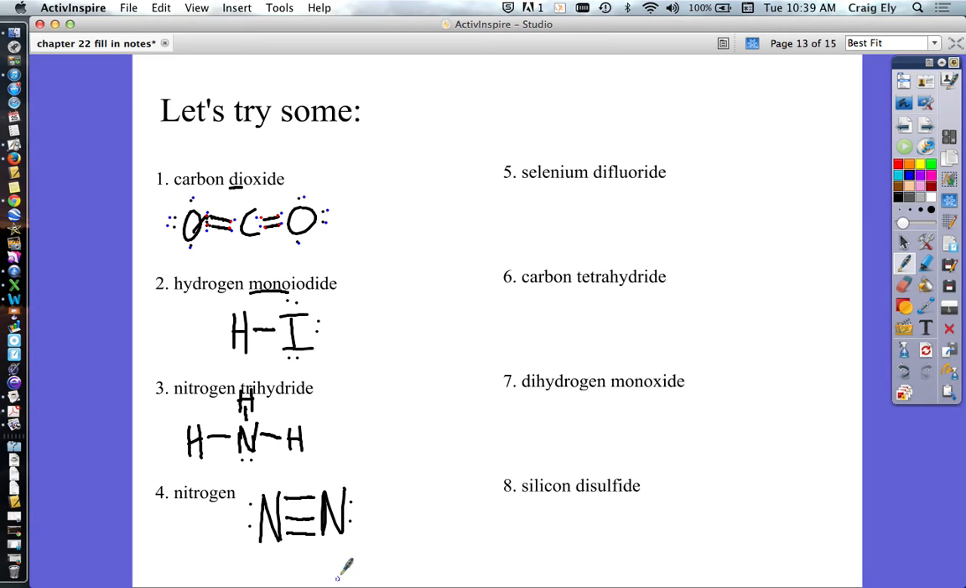Okay, so I've got 1, 2, 3, 4, 5, 6, 7, 8. So I'm good there. I've got 8 for this nitrogen. Let's change my color. I have 1, 2, 3, 4, 5, 6, 7, 8. Remember, they're sharing these 3 pairs of electrons. This nitrogen is good. We're all good. Okay? So, it's an example of a triple bond.